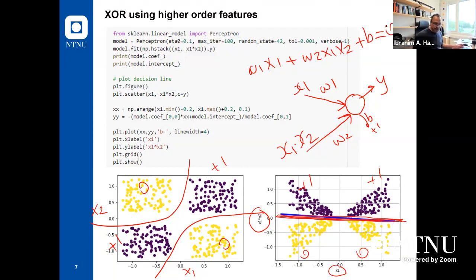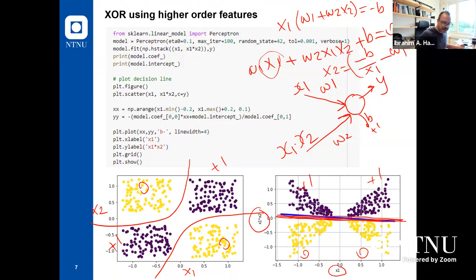If you want to draw the line, we need to assume values for x1, and from this one, we need to get x2, right? So if you know x1, we can get x2. If you know x2, we can get x1, right? So we can take, for example, x1 as a common factor. So it will be x1 times (omega1 plus omega2 x2) equals minus b, right? So I need to get x2. So in this case, x2 will be (minus b divided by x1 minus omega1) all divided by omega2, right? So we can find an equation for the line if you want to plot it. We did it here.